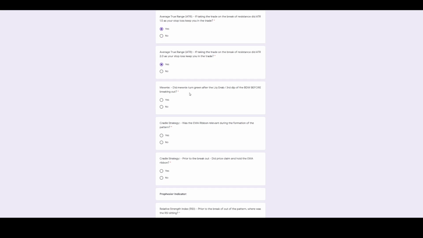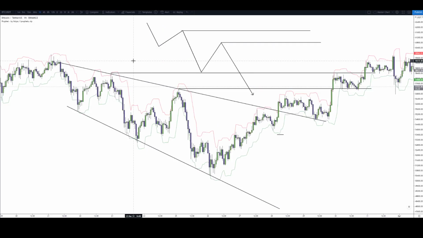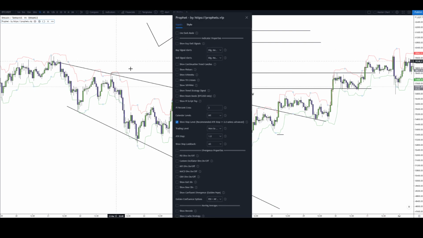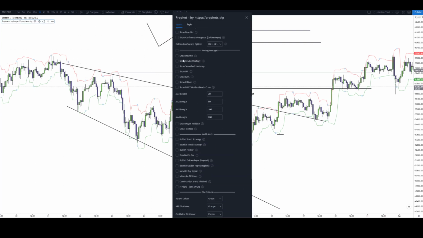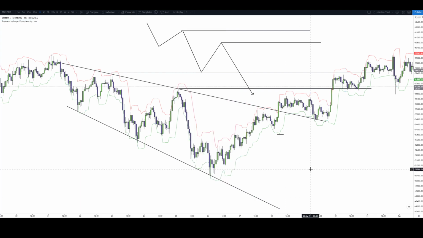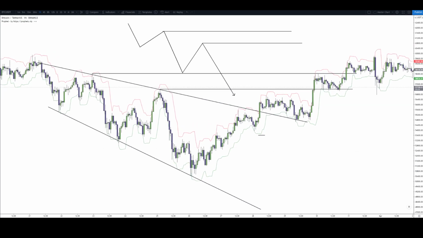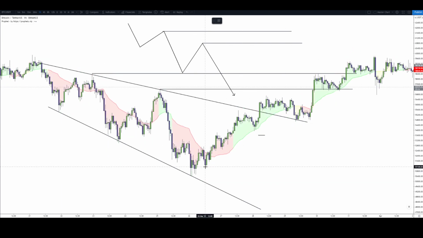Mooney. Did Mooney turn green after the liquidity grab or third dip of the BDW before breaking out? So what it's asking is this: if we go into the indicator and turn on Mooney, Mooney is based on moving averages and a volume weighted moving average, which is the 30 VWMA. Right, so it's asking us, once it loads, during this period from here to here, did it turn green? Yes, it did. Right. Green's usually telling you that there's volume coming in, there's momentum coming in, and price should reverse from this point onwards.